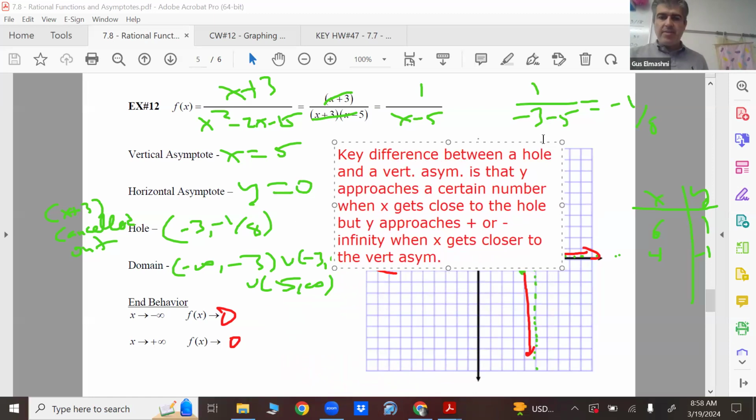Kind of leave it there for now, so you guys can see it. So the key difference between a hole and a vertical asymptote is that y approaches a certain number as x gets close to the hole. y approaches positive or negative infinity when x gets close to the vertical asymptote. That's a key difference between the two. Just so you know.